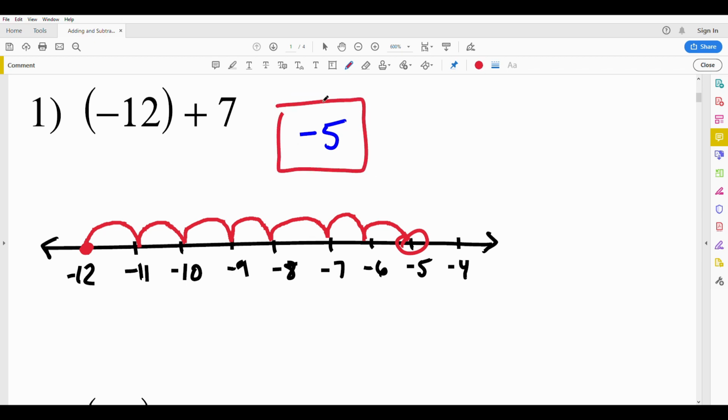Now I will say drawing a number line every single time is going to get tedious, especially when dealing with larger numbers like negative 20 plus 30. However, let's think about that as owing something to someone. We're starting out in the negatives. We owe 12 of something. So we're in debt. We don't have 12 things. We have negative 12 things.